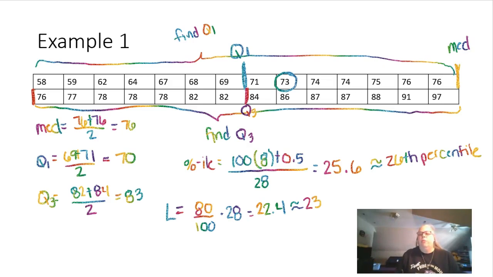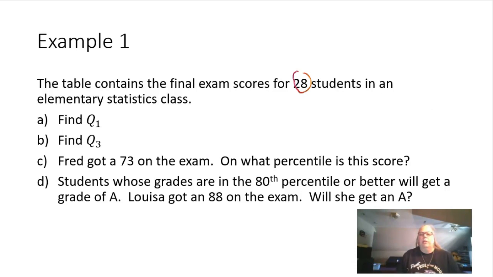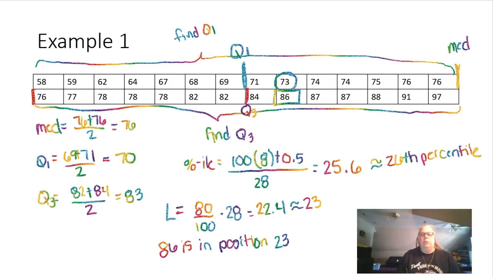All right, so we know this is number 14. Here's number 15, number 16, number 17, number 18, number 19, number 20, number 21, number 22, and here is number 23. So 86 is in position 23. And what that means is everybody who got an 86 or better is going to get an A on the test. So now we're going to go back to the question here. Louisa got an 88. Is she going to get an A? Yes, she will get her A.